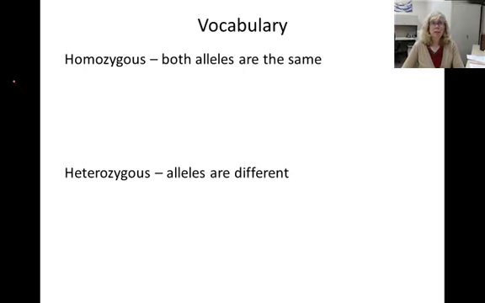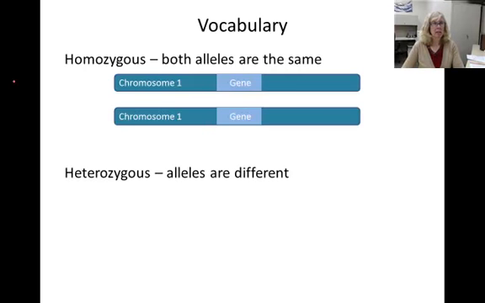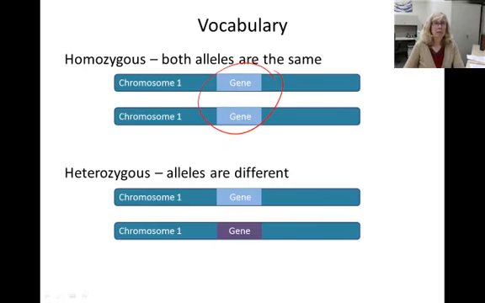If the two copies on the homologous chromosomes are the same allele, then the organism is considered homozygous for that allele. If the copies are different, then the organism is heterozygous for that allele.